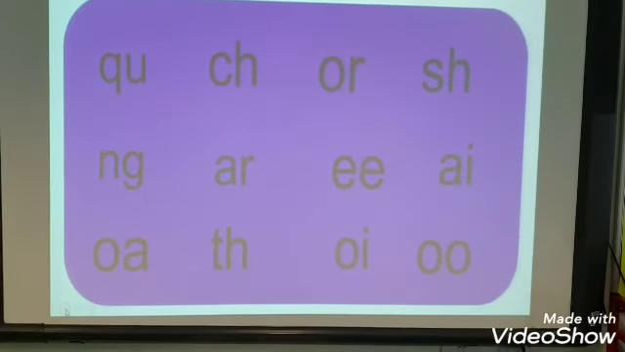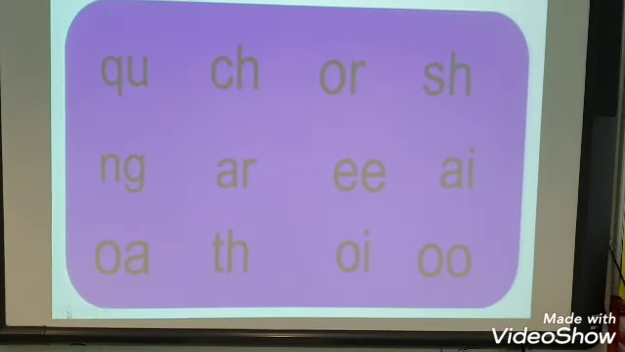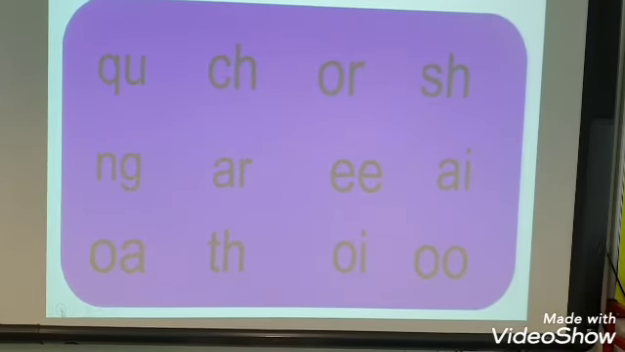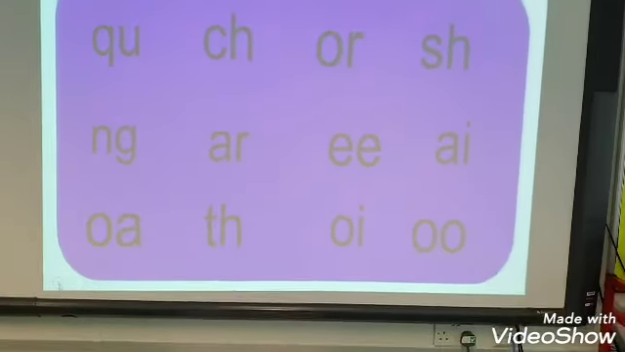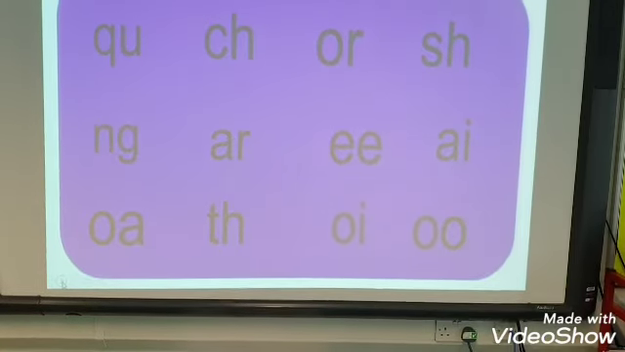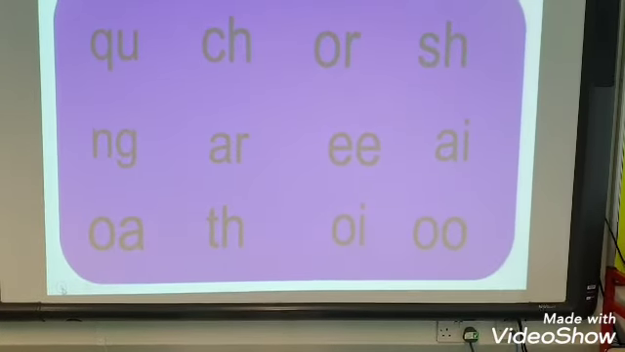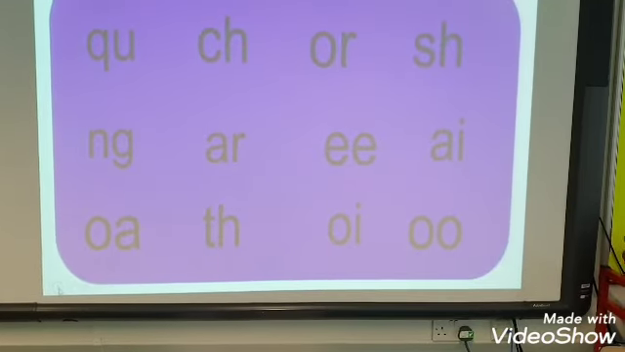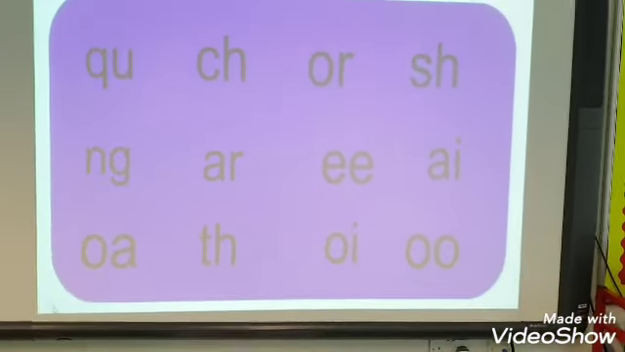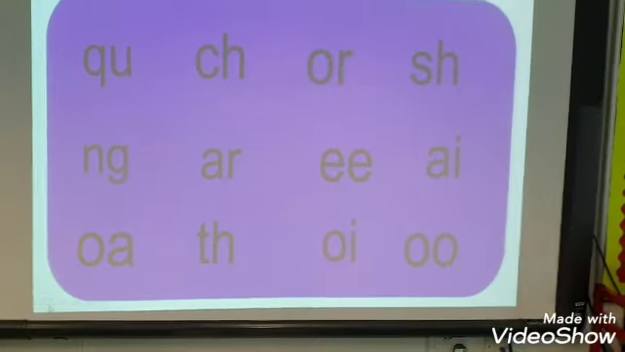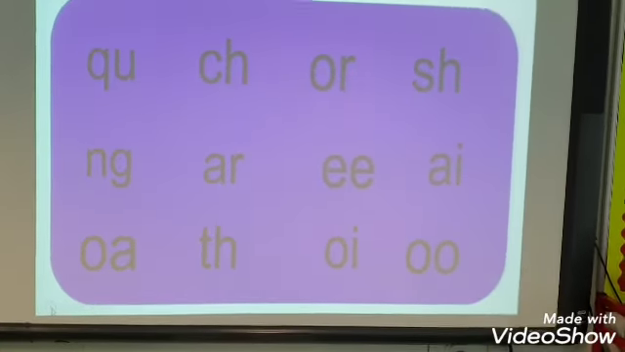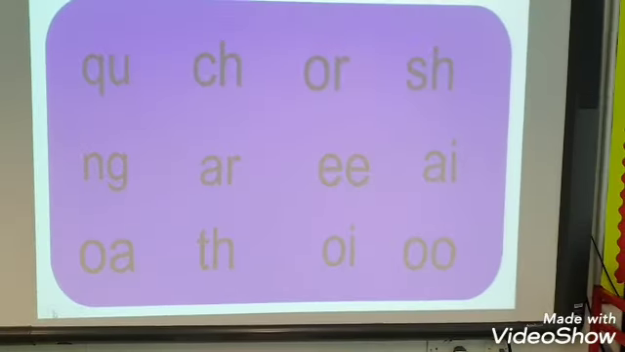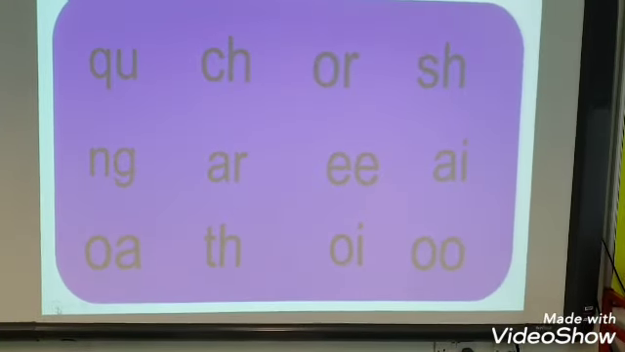On the second line you have ng, ah, e, a. And on your last line, the bottom line, you have o, th, oi, oo. Or you might say ook. Okay, so the last sound you can say oo or ook for, because both are correct. Okay, and if you're really clever, you will tell your mum and dad both of the ways of saying that last sound.